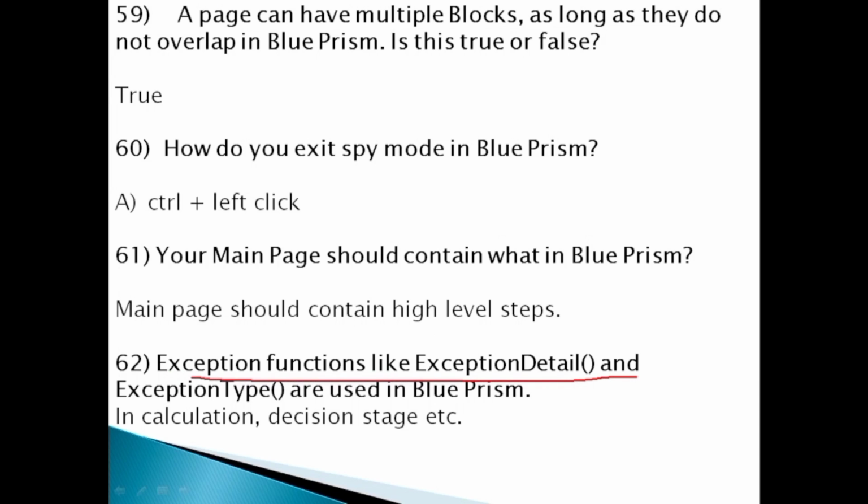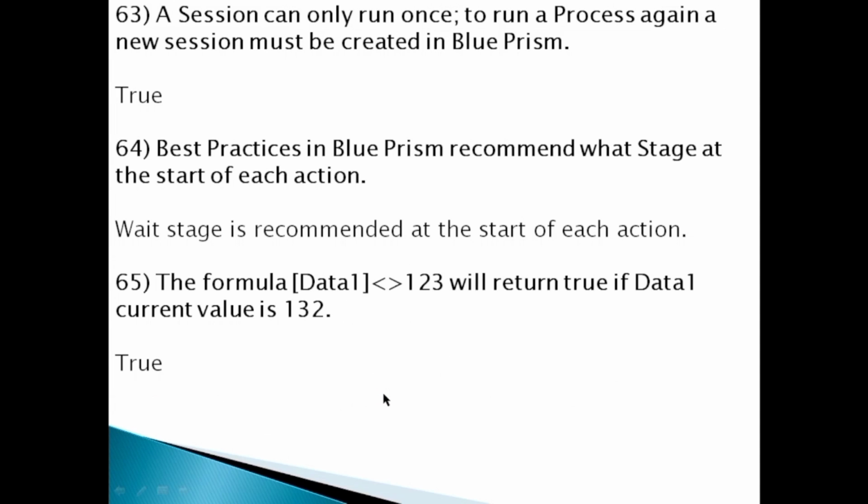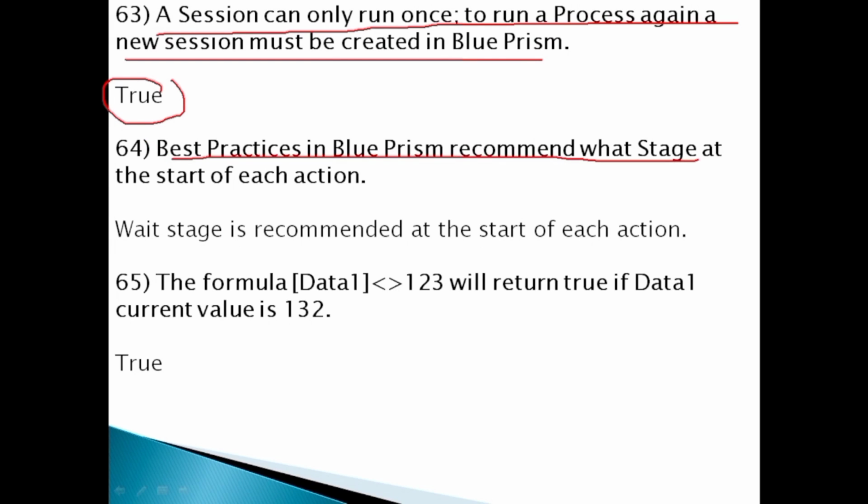Next question. Exception detail and exception type are used in Blue Prism. We use them in the calculation stage and in the decision stage. We can invoke these functions there. 63rd question. A session can run only once. For running a process again, we have to create a new session.